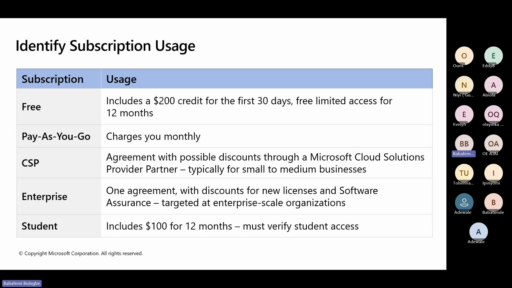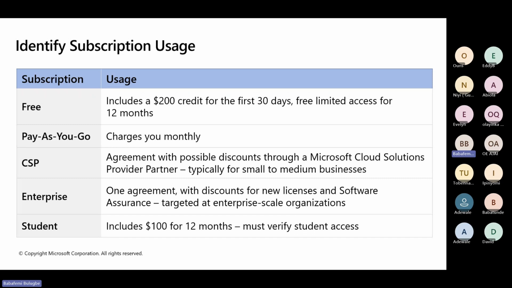All right, so let's go to how to identify subscription usage. This is just telling you the different types of subscriptions that we have, or that you can obtain in Azure. The first one is the free subscription. For people that have created their tenant and taken a subscription, you notice that you have been assigned a free subscription, which is for $200.